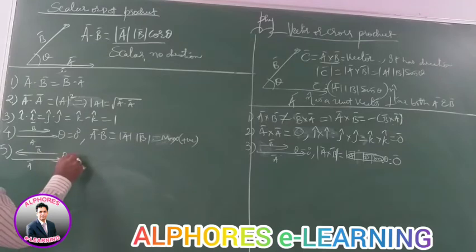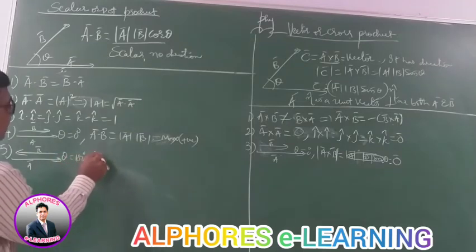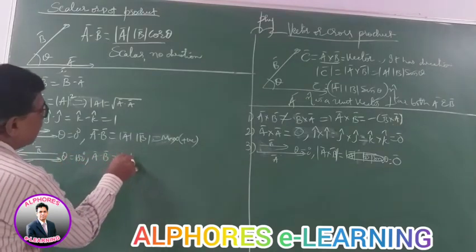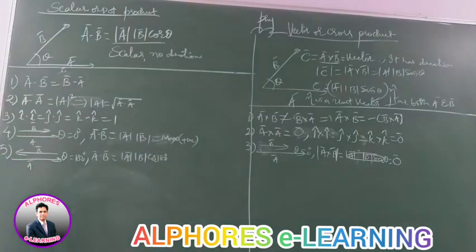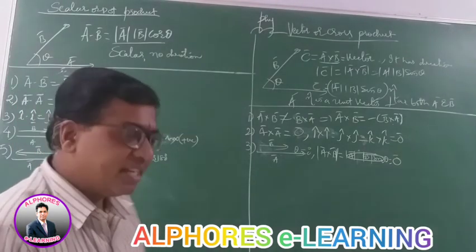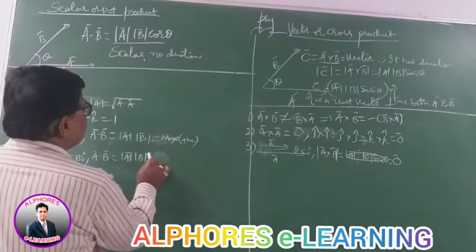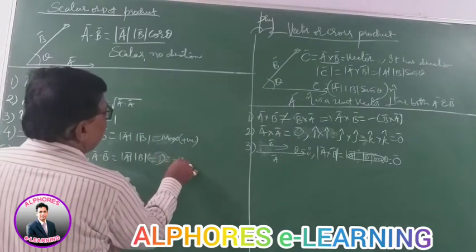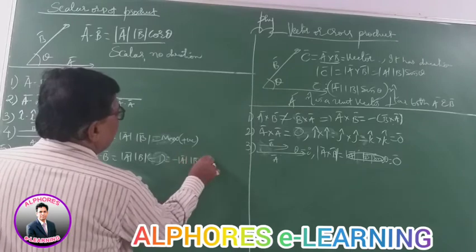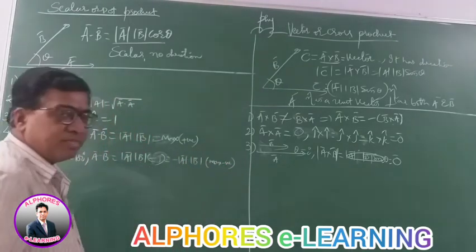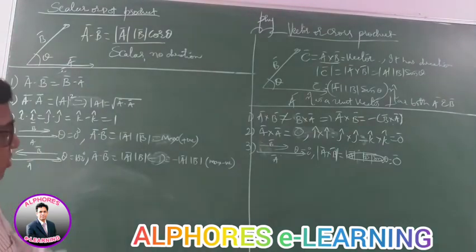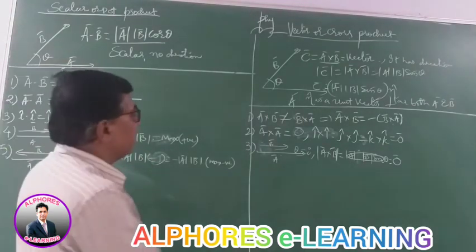For theta equal to 180 degrees, A dot B is equal to mod A mod B cos 180. We know cos 180 according to trigonometry is minus 1. So therefore this is minus. Hence I get minus mod A mod B. This is the negative maximum value. So at 180 it is negative maximum.